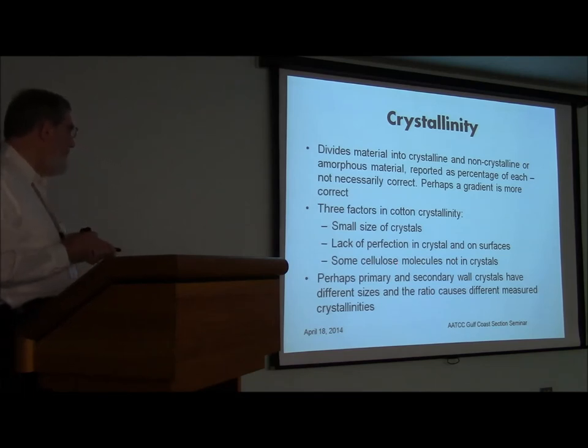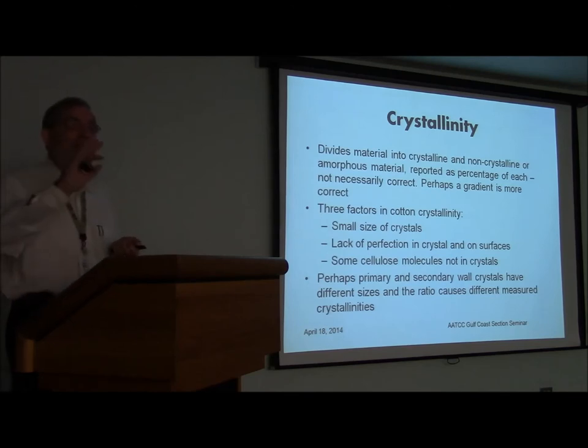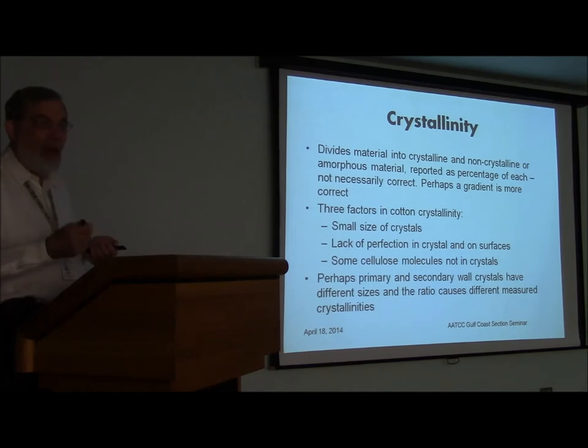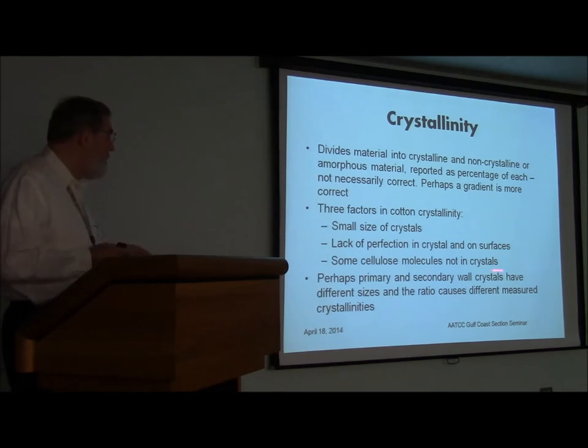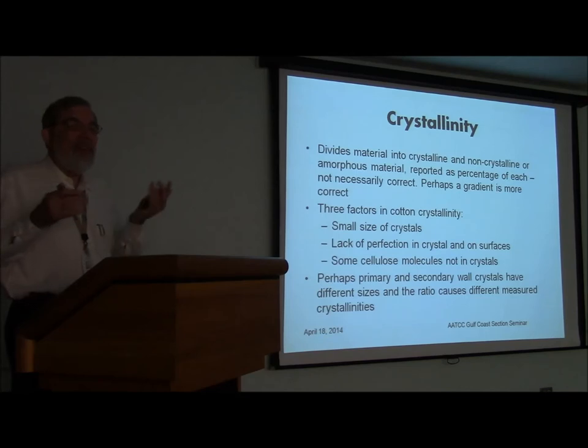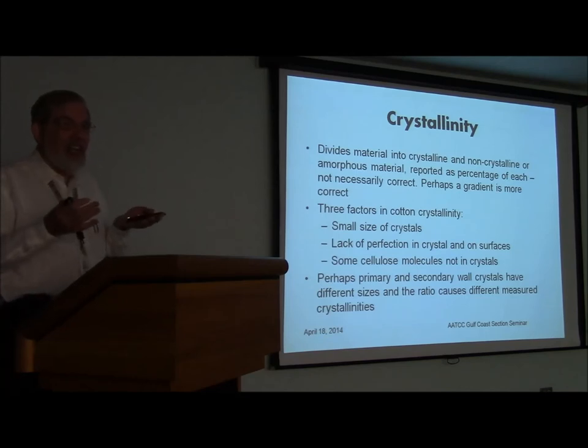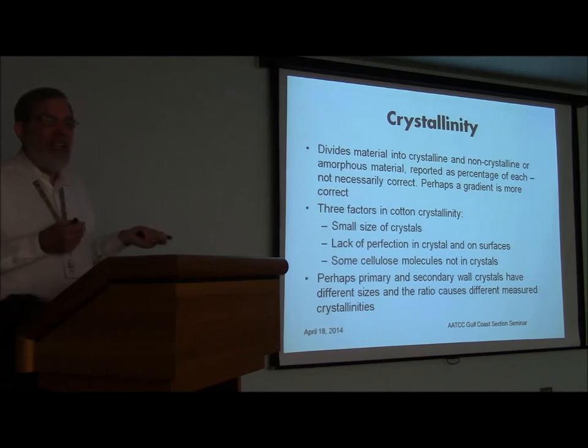And one of the thoughts that we have, I don't have any proof, and it's probably not true, but one of the hypotheses that I think we need to keep checking is to see if the primary wall crystals are different sizes than the secondary wall crystals. And then you could have different crystallinities in your practical samples by having different ratios of primary and secondary wall depending on the maturity.